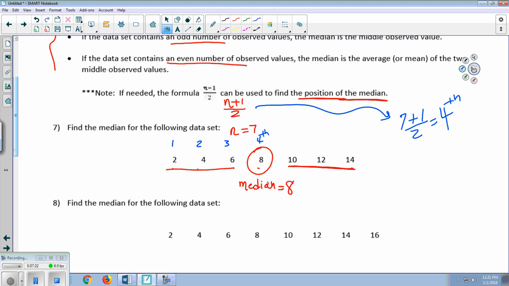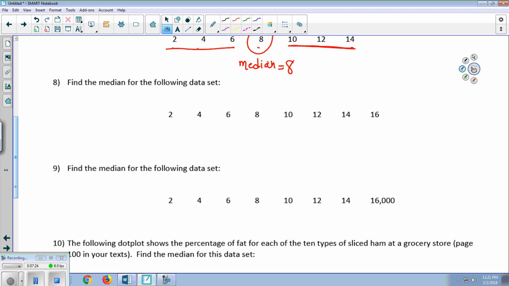Looking at the next data set, we now have n equals 8. This is an example of an even number, which we talked about above. It means that we're going to split our data set in half, and then find the average of the 2 middle values. So we have 4 values on that half, 4 values on that half. The median is going to be the average of these 2 middle values. So in this case, the median is 9.